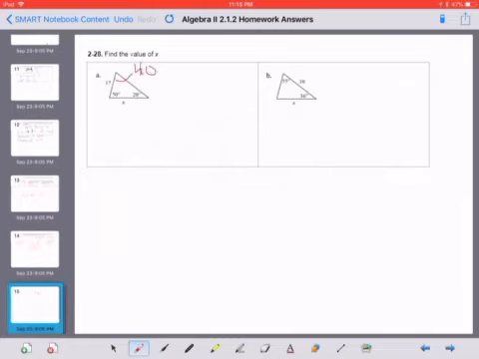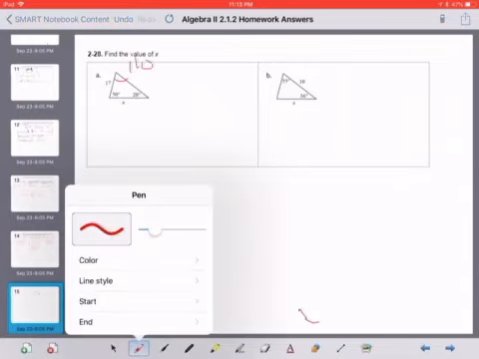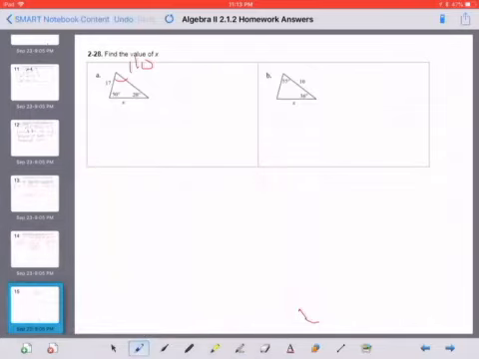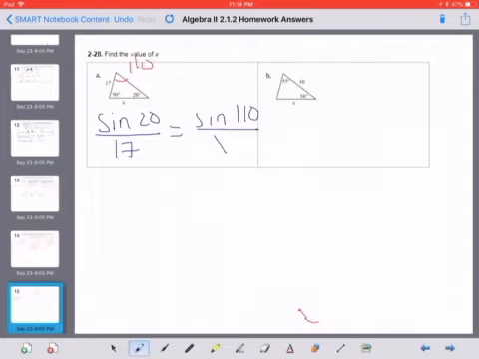I'm going to write that a little bit better. Equals 110. So when I do this, I have to figure out that using the law of sines. So I know that the sine of 20 over 17, because that's the side across from the 20, is equal to the sine of 110 over x, because x is directly across from 110.